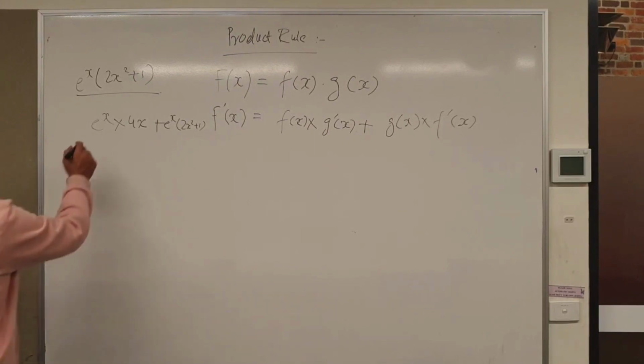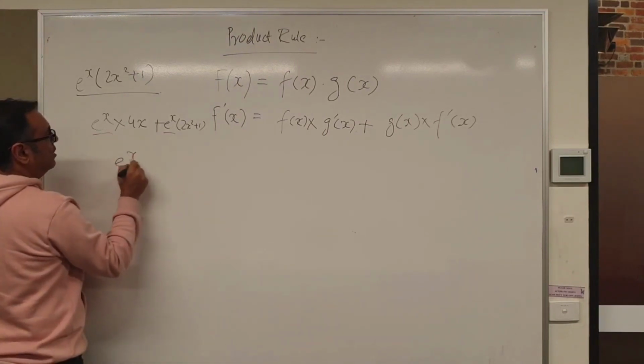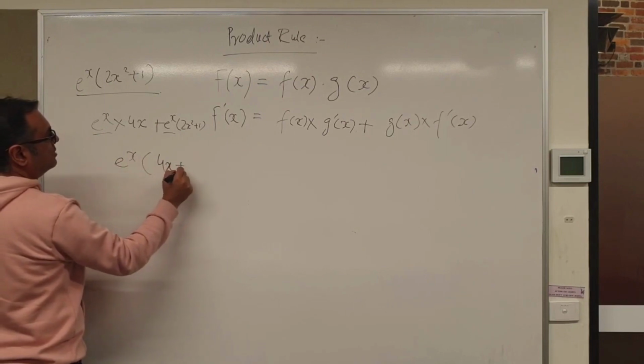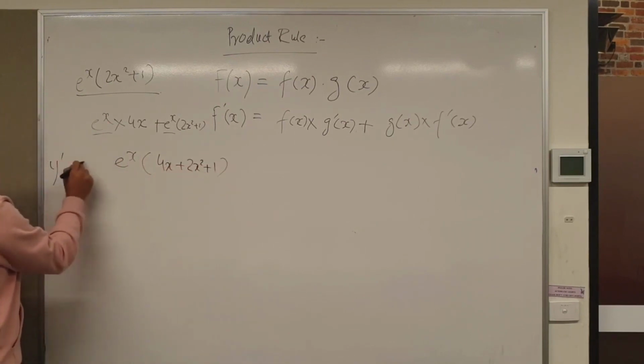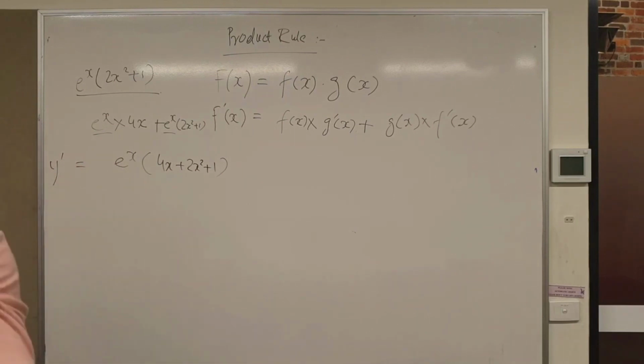You can take e raised to the power x as a common factor, and you can say 4x plus 2x squared plus 1. That's your y dash. Make sense?